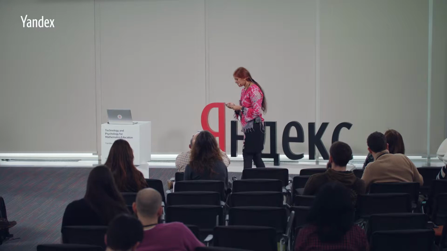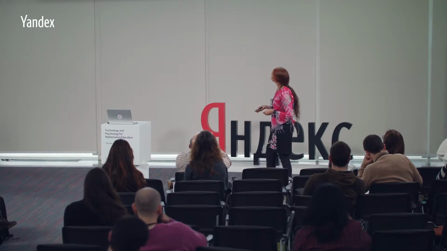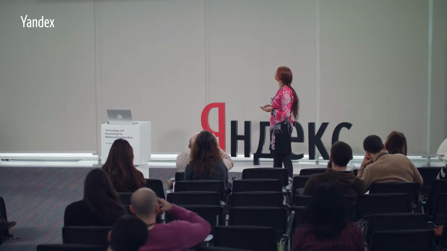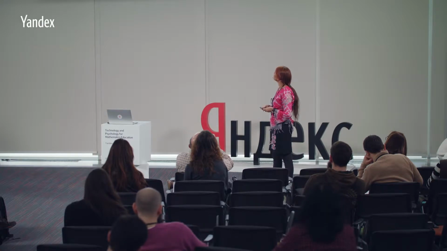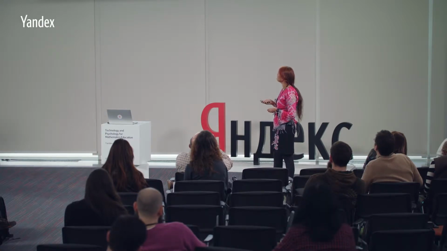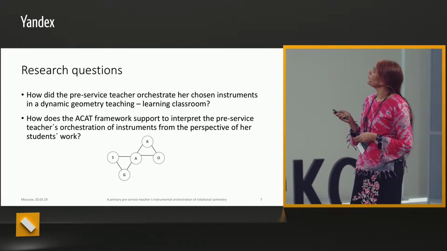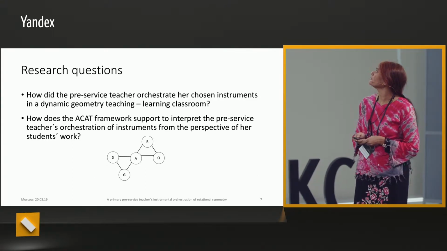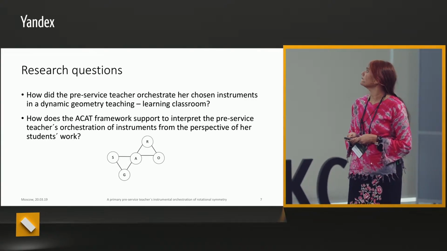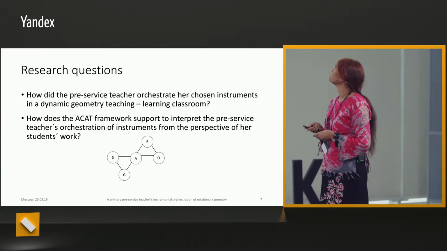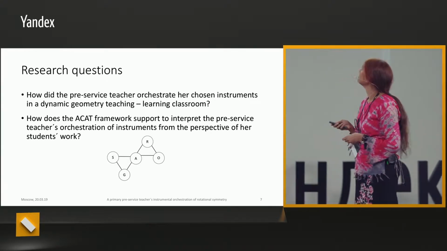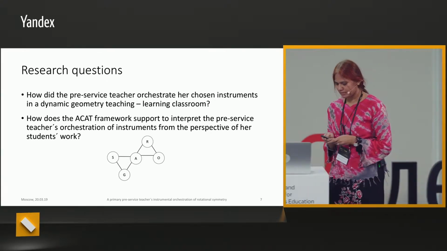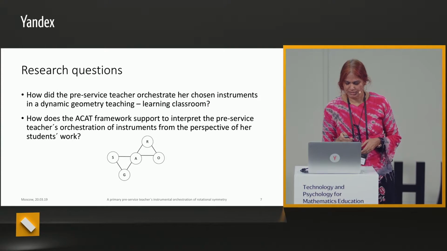The research questions here. How did the pre-service teacher orchestrate her chosen instruments in a dynamic geometry teaching and learning classroom? And how does the ACAT framework, the artifact-centric activity theory framework, support interpreting the pre-service teacher's orchestration of instruments from the perspective of her students' work? So these are the main questions that I use.